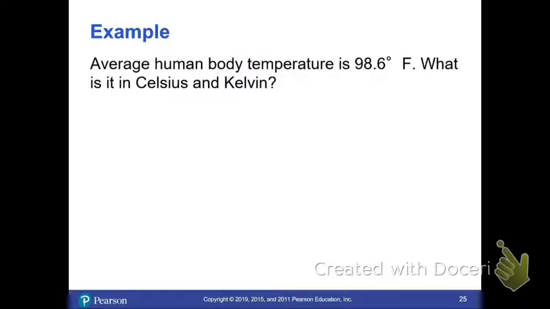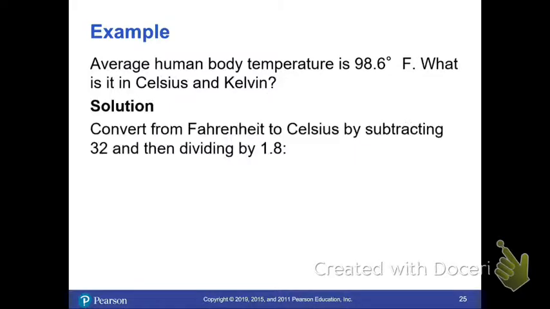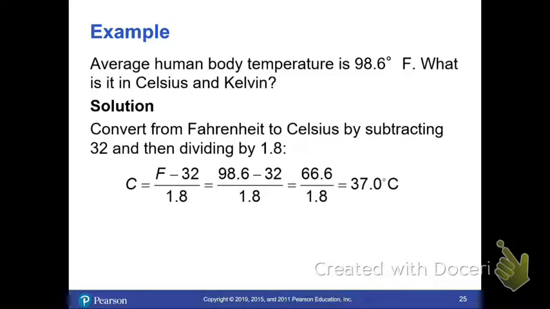So let's look at this example here. The average human body temperature is 98.6 degrees Fahrenheit. What would this be in Celsius and Kelvin? At first, we're going from Fahrenheit to Celsius, okay? So we can use the formula that was given to us, that Celsius is equal to Fahrenheit minus 32 over 1.8. We plug in what we have for our Fahrenheit into our F, and then we simplify. And we notice that we get 37 degrees Celsius.